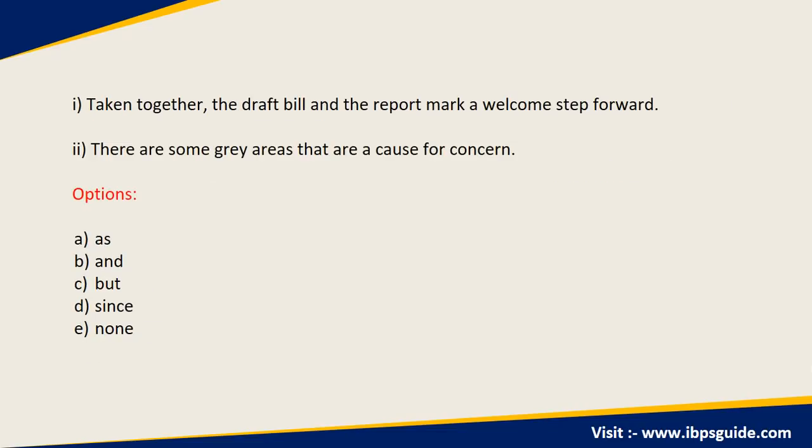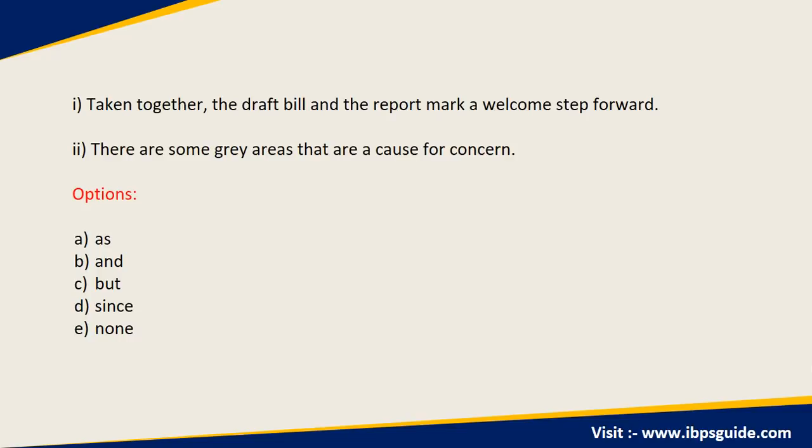Next question. Taken together, the draft bill and the report mark a welcome step forward. Second sentence, there are some grey areas that are a cause for concern. So when you read these two sentences, it's very obvious that one sentence is positive and another sentence is negative. So in the first sentence, they're saying that it's a welcome step forward, which means they are happy about this change. But the second sentence says that there are some grey areas that are a cause for concern.